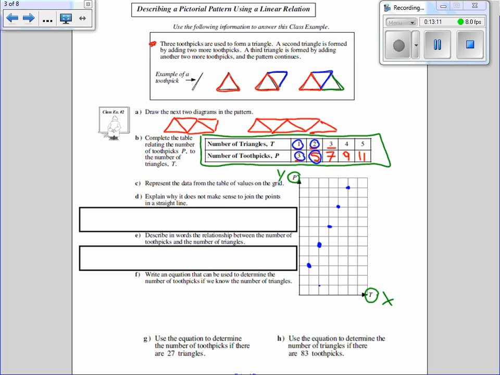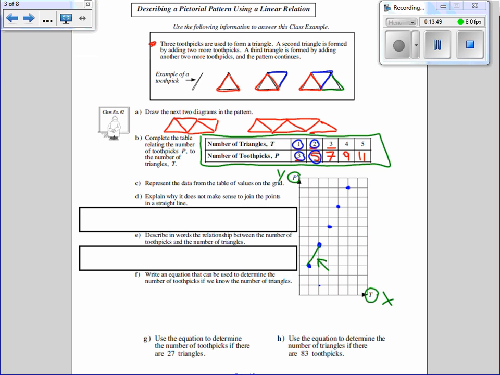So for instance, if we drew a line in between these first 2 dots, what that's saying is that you would have 1.5 triangles if you had 3.4 toothpicks. And that doesn't make sense because you either have a triangle or you don't have a triangle. It's either you got a full triangle, or you don't. Even if I add 1 more toothpick, I don't have another triangle, so it doesn't make sense that I would have that as a point on here.